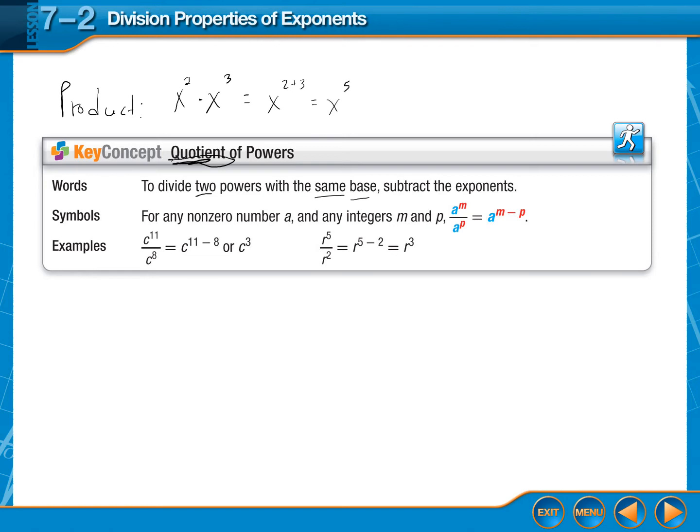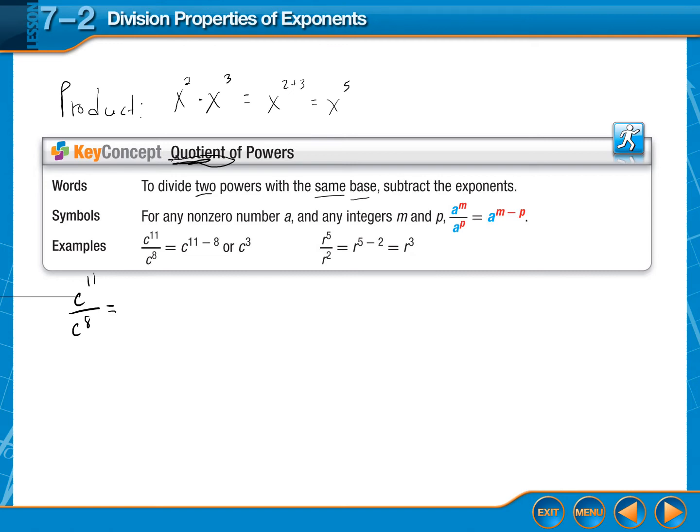Well, the opposite of multiplication is division. So since the opposite of a product is a quotient, it makes sense that, instead of adding exponents together, when we divide we're going to be subtracting the exponents. So let's take a look at why we're able to do that. If we take this first example, c to the 11th power divided by c to the 8th power.